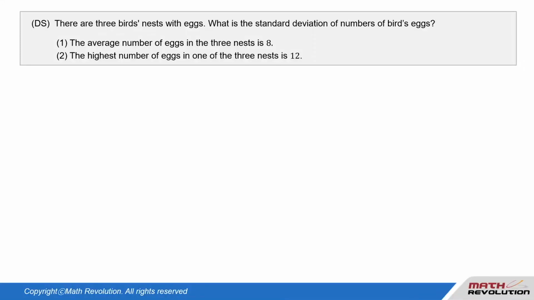DS. There are 3 birds' nests with eggs. What is the standard deviation of numbers of birds' eggs? Condition 1. The average number of eggs in the 3 nests is 8. Condition 2. The highest number of eggs in one of the 3 nests is 12.